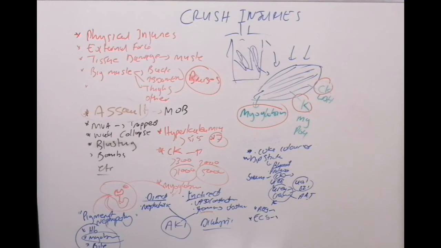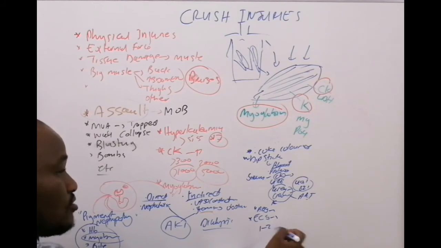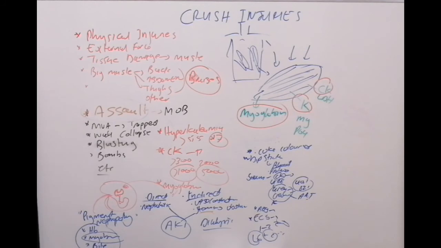And another thing, with the CK, it takes about 1 to 6 hours to increase. Between 1 to 2 days it reaches its peak, and then from 3 to 5 days it starts to go down, right? Some people say 1 to 4 hours. So check when the patient was assaulted. If they come in within 2 or 3 hours and still have a normal CK, you rather repeat that CK again, just to make sure, and look at the trend.